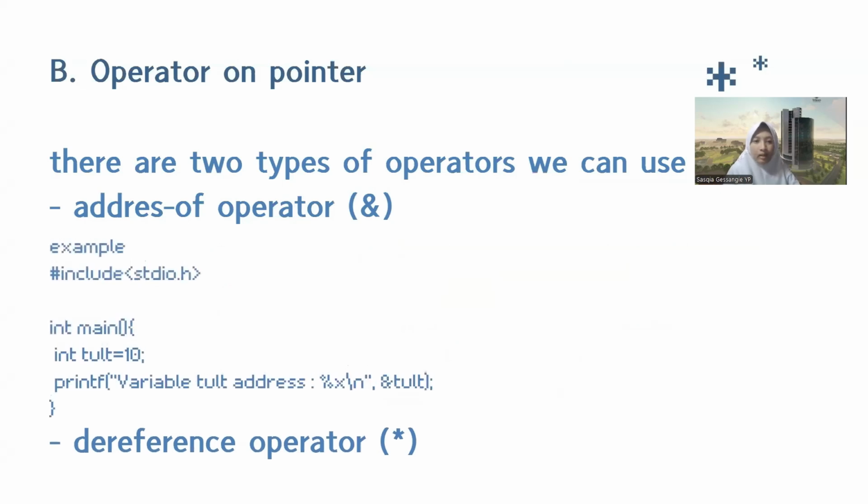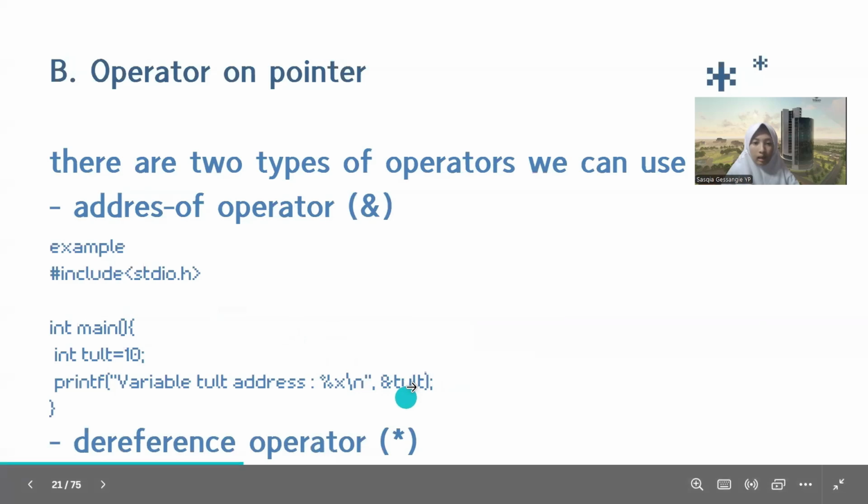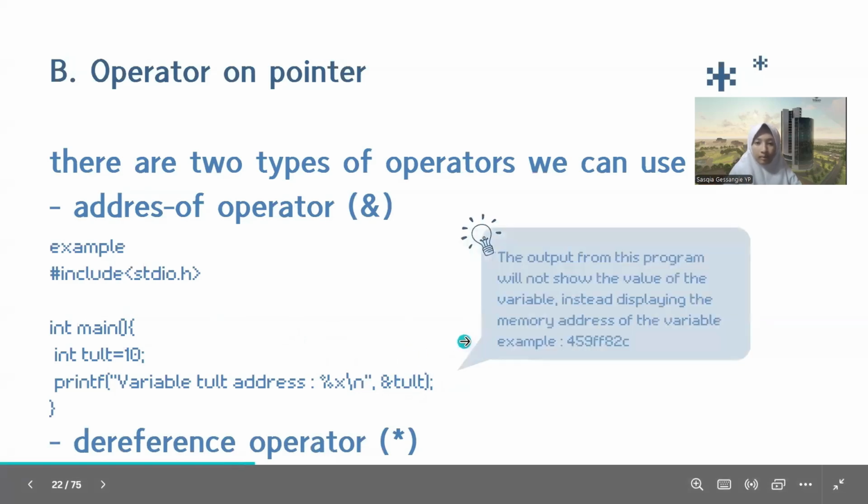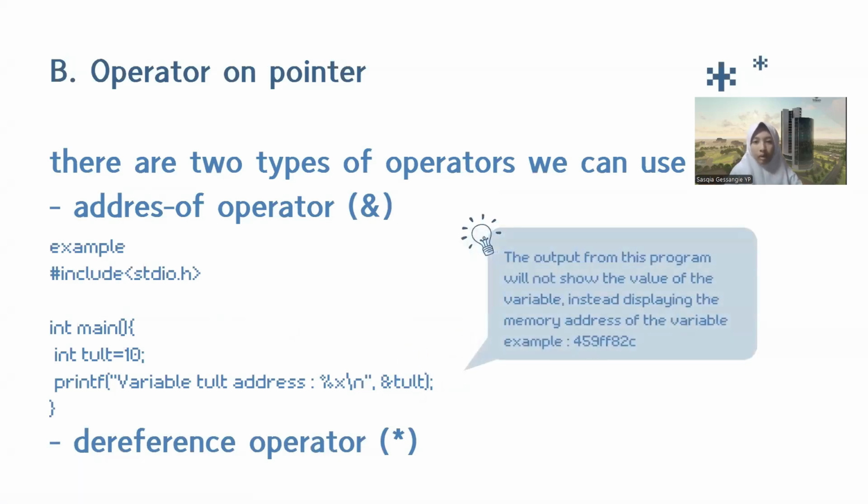As you can see here, this is an example of the program. We will declare the variable first with a value, and then we are going to call the address operator using m_total. The output from this program will not show the value of the variable, instead displaying the memory address of the variable. The example is 459FF82C.